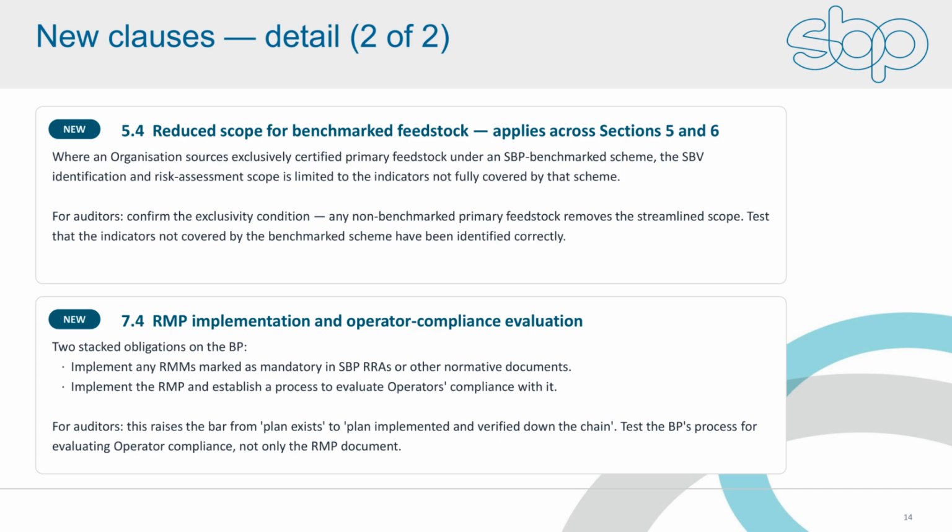been correctly identified. 7.4 introduces RMP implementation and operator compliance evaluation. 2 stacked obligations on the biomass producer. Implement any RMMs marked as mandatory in SBP RNEs or other normative documents. And implement the RMP plus establish a process to evaluate operators' compliance with it. For auditors, this raises the bar from plan exists to plan implemented and verified down the chain. Test the BP's process for evaluating operator compliance, not only the RMP document itself.